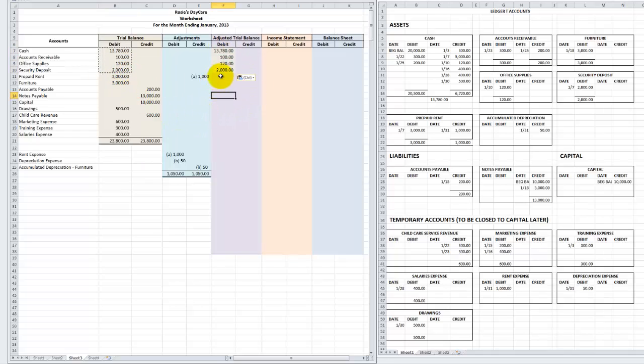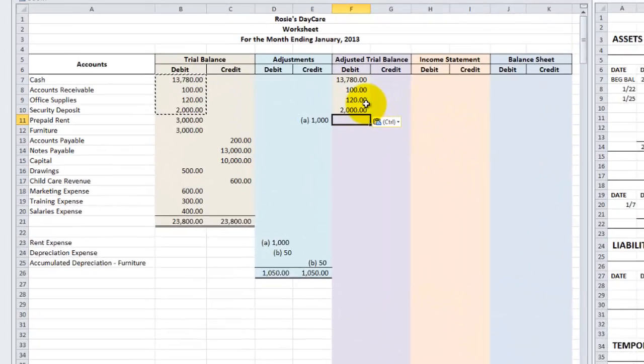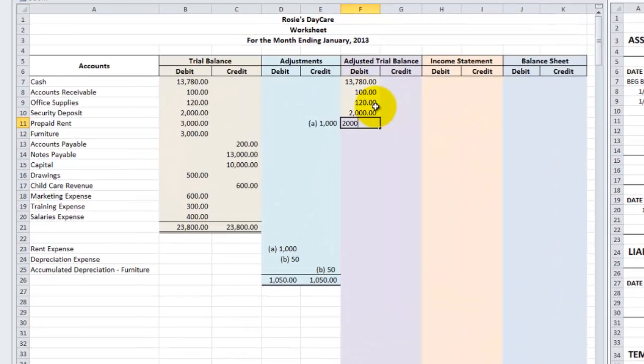Then we have here prepaid rent. Prepaid rent was at 3,000 and was credited 1,000. So if we take 3,000 minus 1,000, it is 2,000 on the debit side. So we're going to do 2,000. Let me just brush up this thing here so it has the same colors.